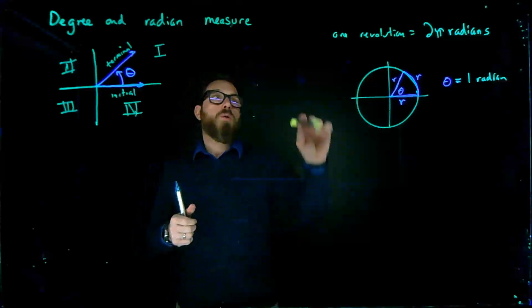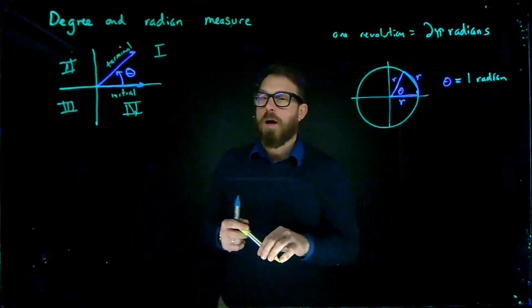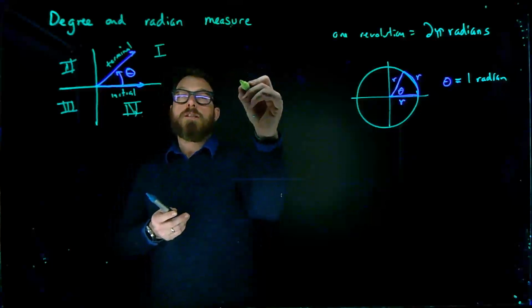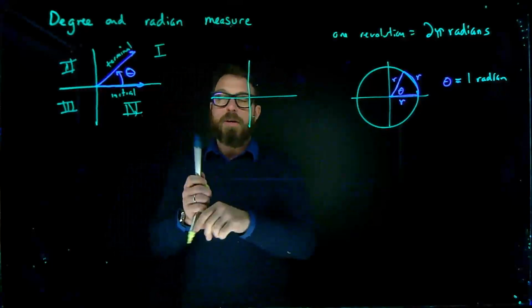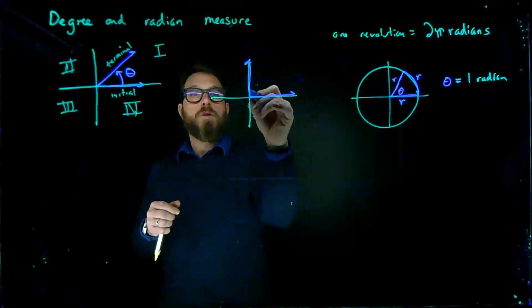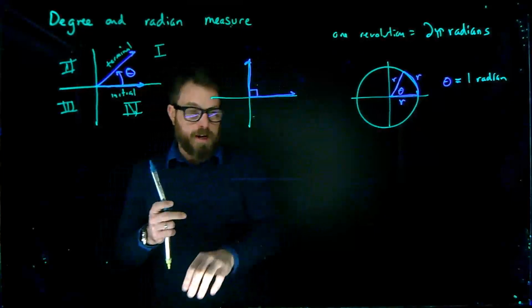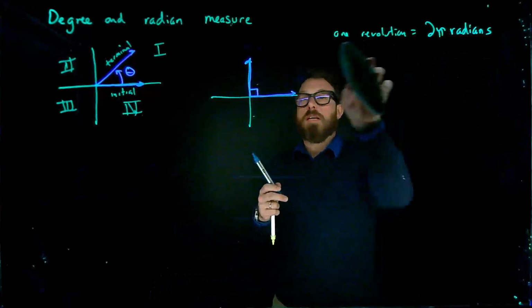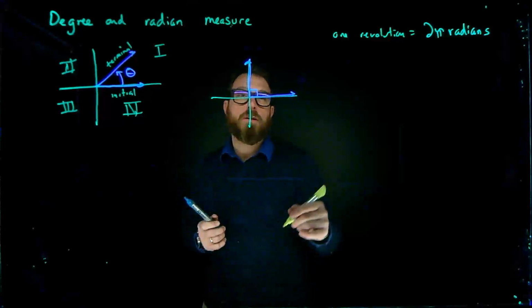Alright, so now that I know one revolution is equal to 2 pi radians, we can start doing portions of this. So let's go back to here. What would this angle be? We already knew what this angle was as far as what a right angle is. It's going to be 90 degrees. It's something we're very familiar with. Well, what does that turn out to be in radians?